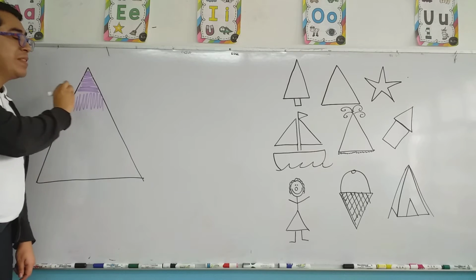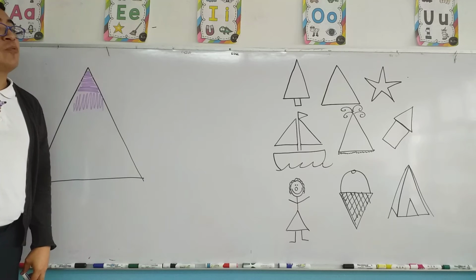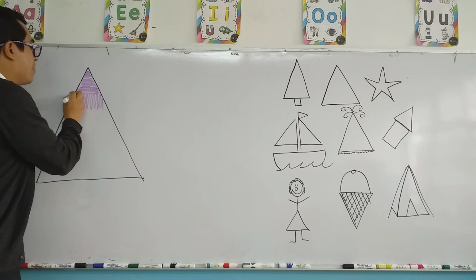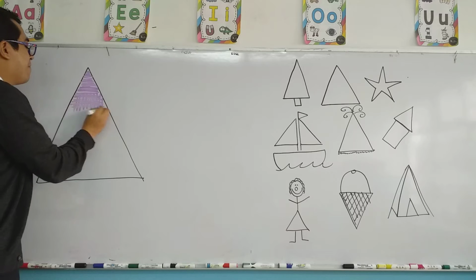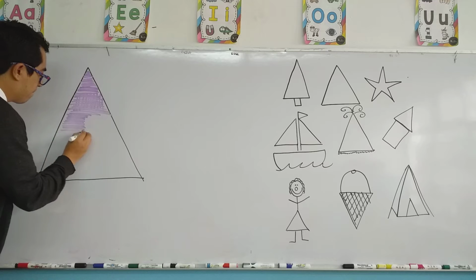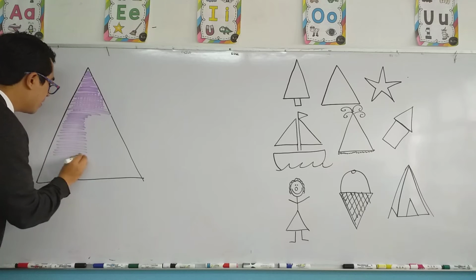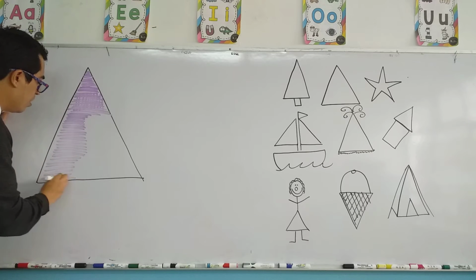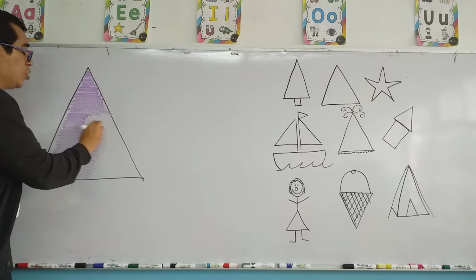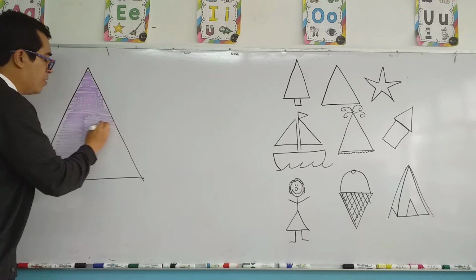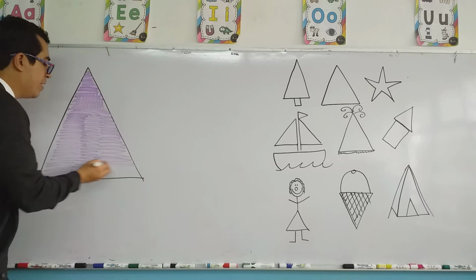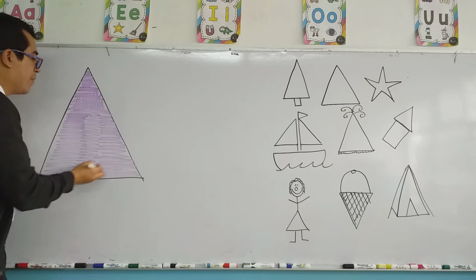Now, while we are painting our triangle, don't forget to repeat the name of today's geometric shape. Mientras coloreamos, no se les olvide repetir la forma de la figura que estamos haciendo. Triangle, triangle. A big triangle, color purple. Now remember that this is the color that I choose. If you want to work with another one different to this, no problem. Si ustedes quieren colorear el triángulo de otro color, no hay ningún problema.